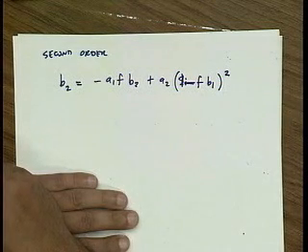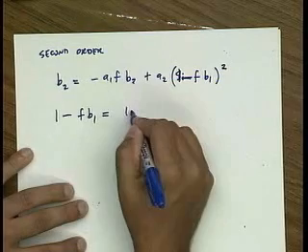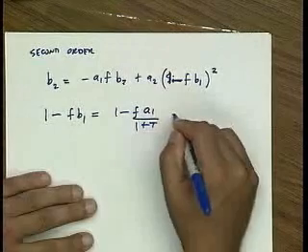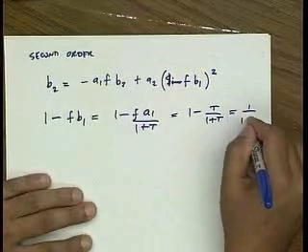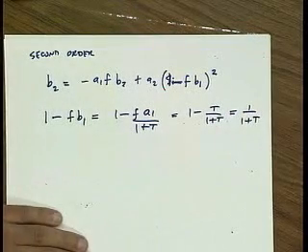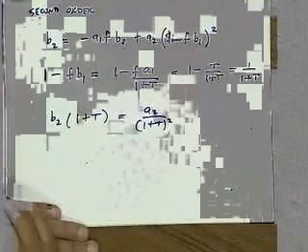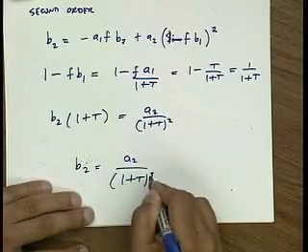And that's it. Everything else gives me a higher order term. Okay? Now let me simplify this a bit. Let me write 1 minus FB1. Well, I know what B1 is. B1 is A1 over 1 plus T. So this is really 1 minus T over 1 plus T, which of course is just 1 over 1 plus T. So I have B2 times 1 plus T is equal to A2 over 1 plus T squared. So that B2 is A2 over 1 plus T cubed.